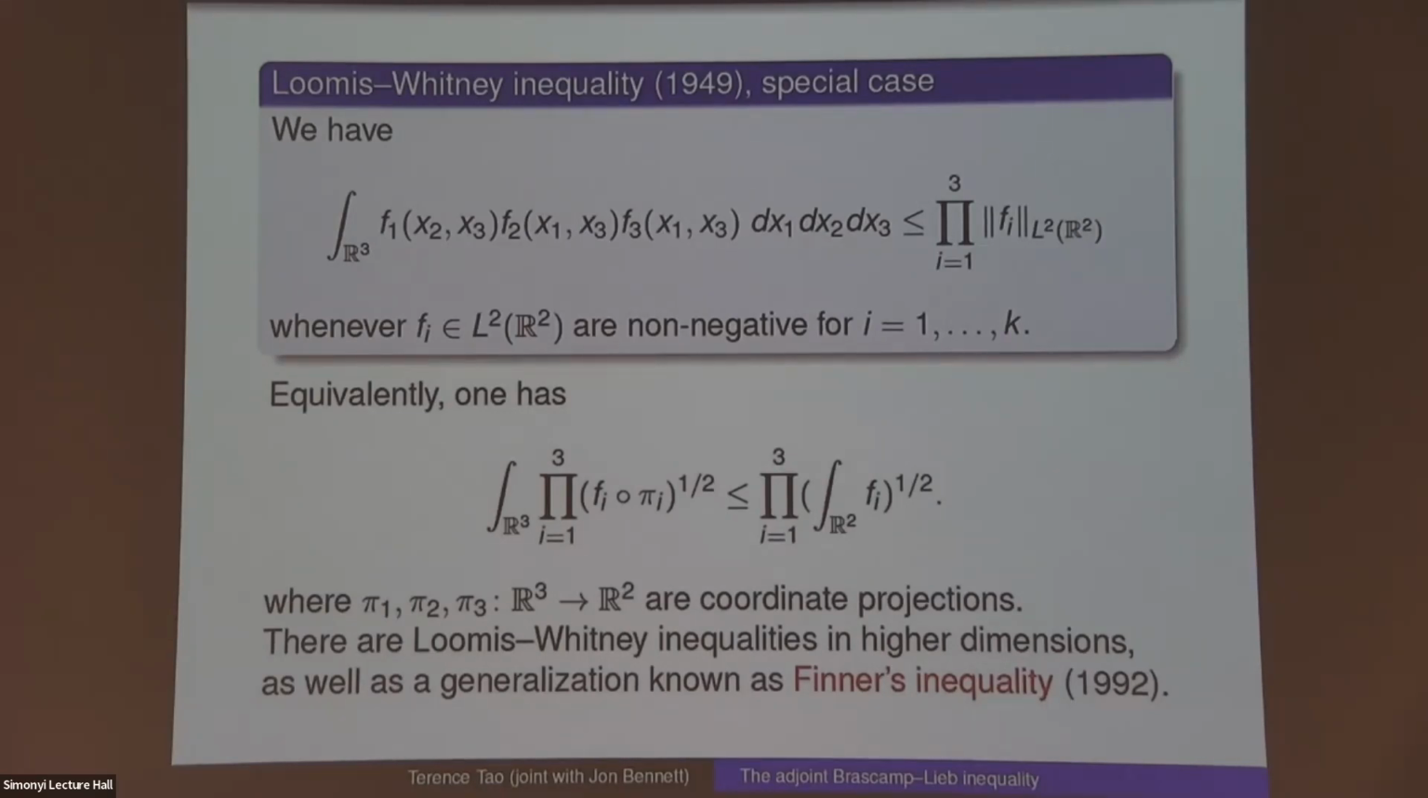I haven't thought about that. Okay, so Loomis-Whitney can be proven by iterated Hölder in general. Finner's inequality is probably iterated Hölder too; there's a proof. I've never actually looked at the original proof of Finner. I just noticed it's a special case of Brascamp-Lieb, which has a different proof.